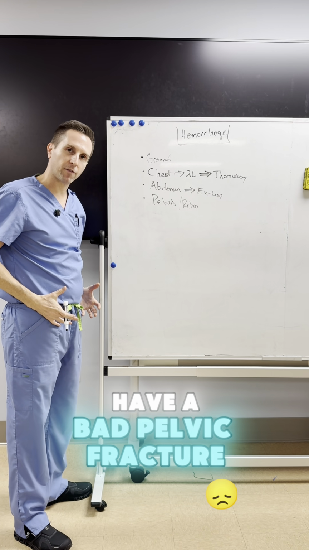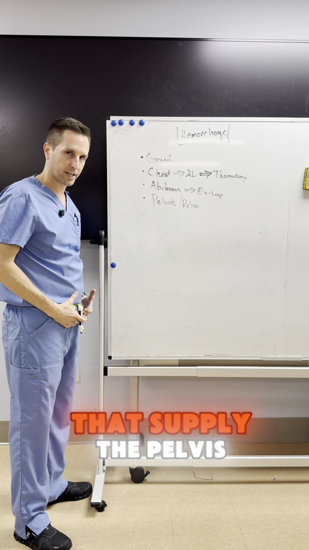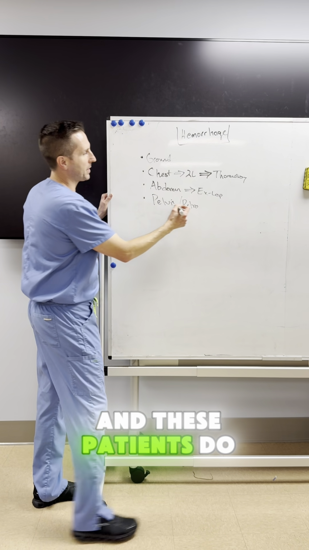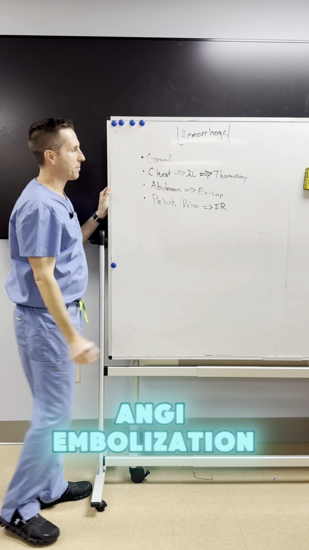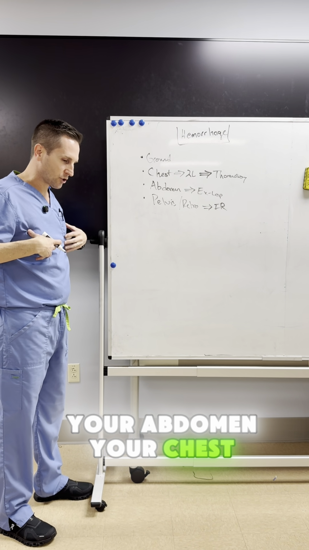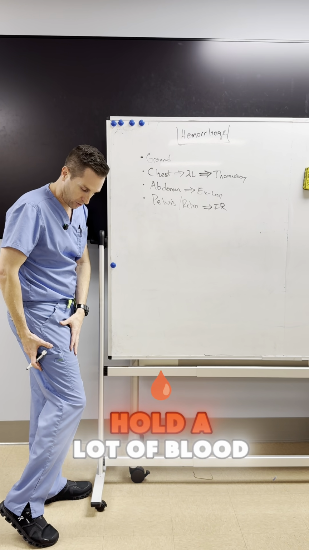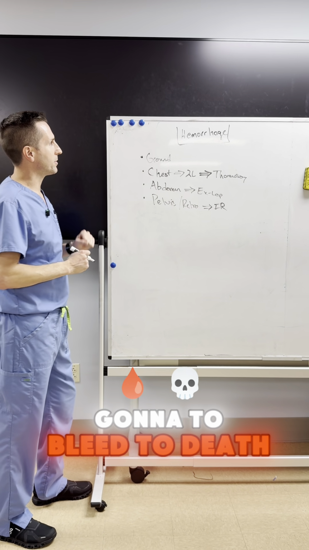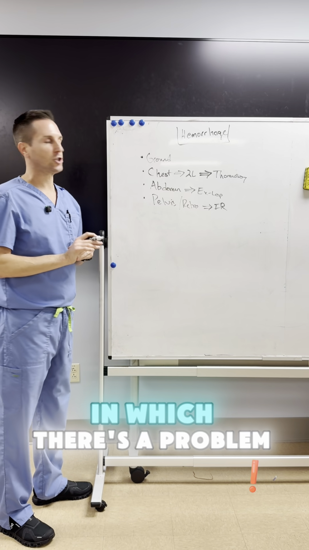So if you have a bad pelvic fracture, it tends to cause bleeding from the blood vessels that supply the pelvis, from the internal iliac artery. And these patients do really well if we can get them to IR for angioembolization. But you can bleed to death into your pelvis, your abdomen, your chest, onto the floor. Okay. The thigh can hold a lot of blood as well, but typically you're not going to bleed to death from that. These are going to be the major body cavities in which there's a problem.